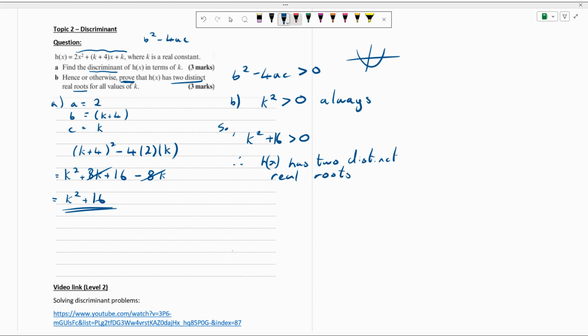Now, I assume quite a few people would have tried to solve it, so would have done something like this. So k squared plus 16 is bigger than 0. You would have taken it to the other side and gone, okay, that's minus 16, and realized that you can't square root it, and probably would have got a little bit stuck here. So it's important that you read the question. The question wasn't asking you to find the roots, it was just asking you to prove the fact that it does have two distinct real roots, which means I basically need to prove that it's always bigger than 0, which I have done here.